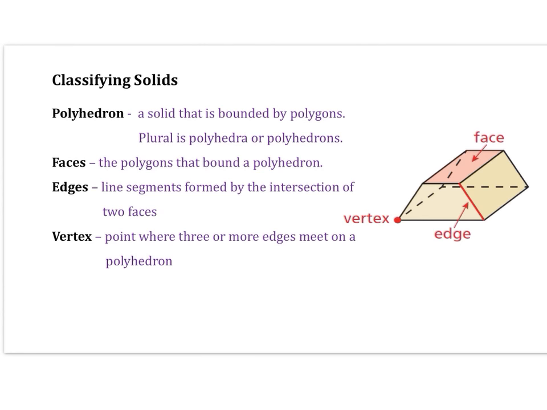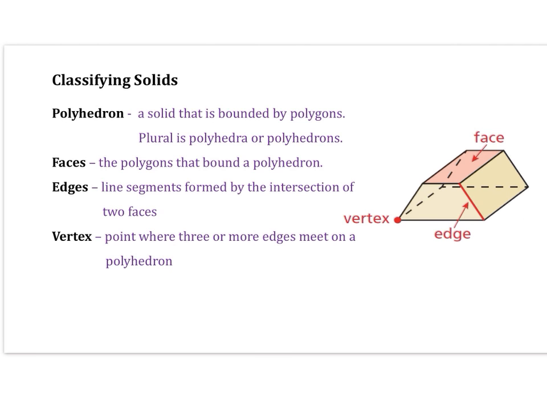All right, to start, let's talk about how we classify our solids and some key vocabulary words. A polyhedron is a solid that is bounded by polygons. Plural is polyhedra or polyhedrons. Our faces are the polygons that bound the polyhedron. Edges are the line segments formed by the intersection of two faces. And the vertex is the point where three or more edges meet on a polyhedron.